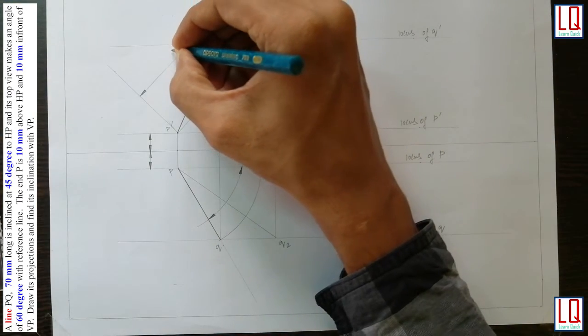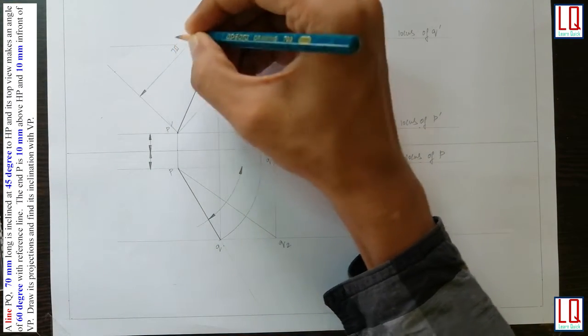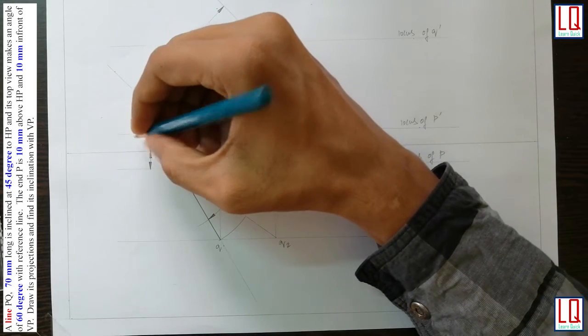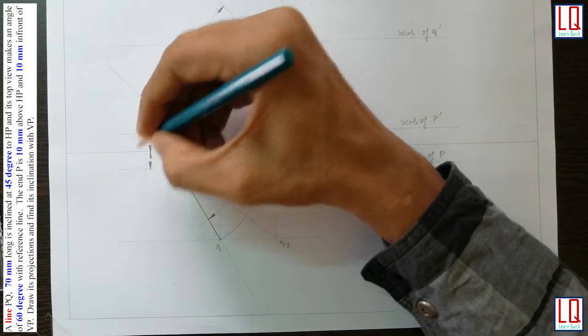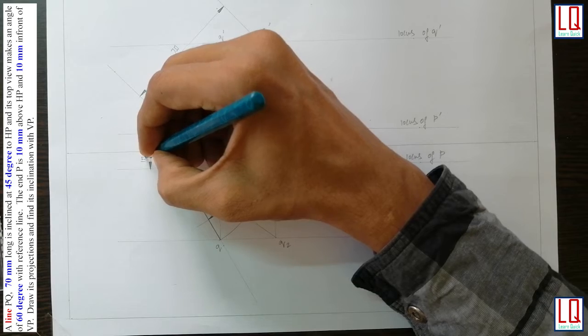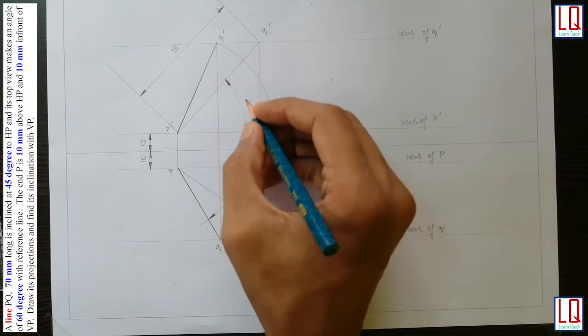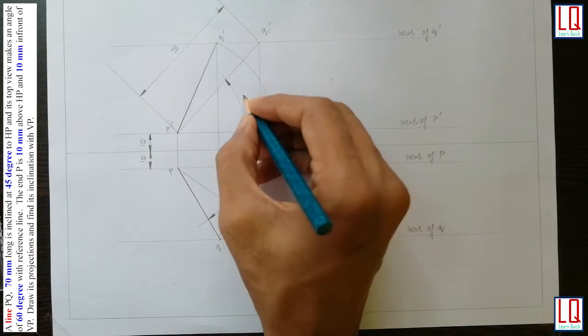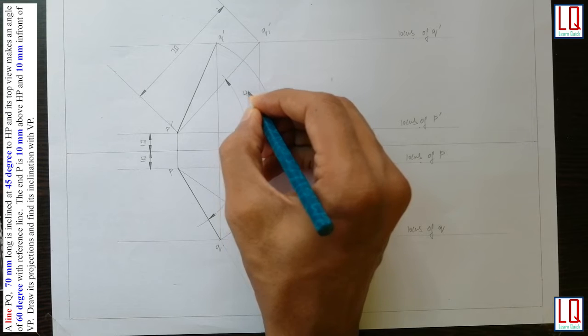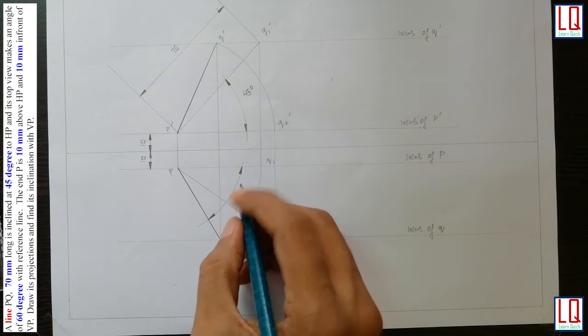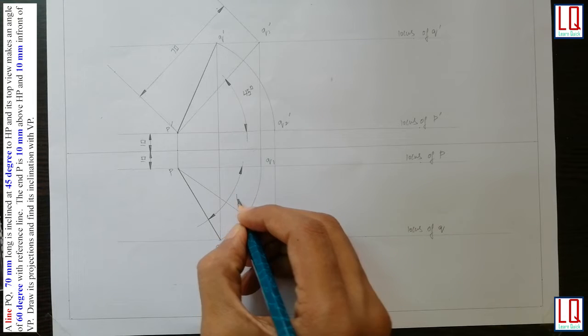So the true length of the line is 70 mm. The distance of point P above HP is 10 mm. In front of VP is 10 mm. And the true inclination of the line in front view is 45 degree. And the apparent inclination of the line in top view is given as 60 degree.